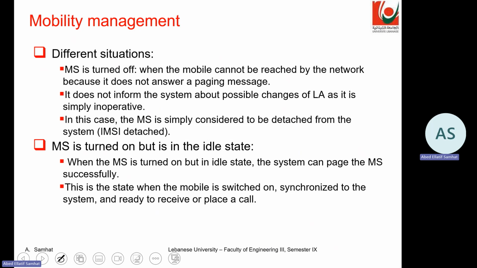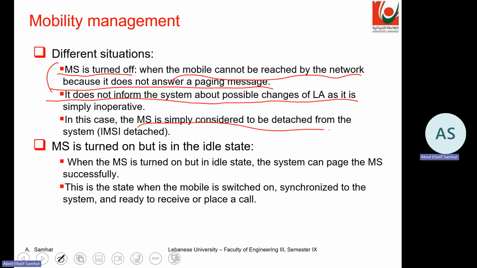The mobile station could be turned off. If the mobile station is turned off, this means that the mobile cannot be reached by the network because it does not answer a paging message. When you turn off your mobile, it will not inform the system about your location because it's not working. In this case, the mobile station is considered as detached. So if anyone calls you, they will receive a message that you are not connected.